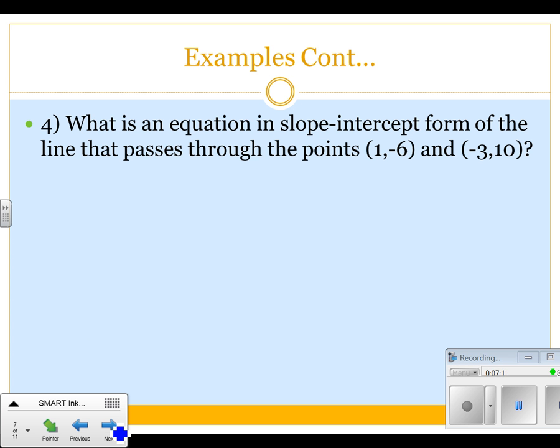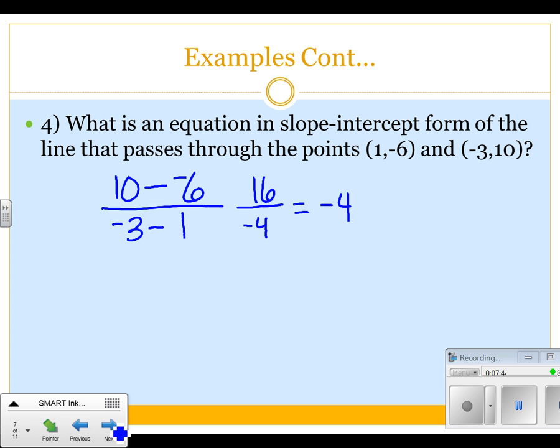What is an equation in slope-intercept form of a line that passes through the points (1, -6) and (-3, 10)? Well, on this one, we would start by finding the slope using our change in y over change in x. y sub 2 minus y sub 1 over x sub 2 minus x sub 1, 16 divided by -4 gives us a slope of -4.